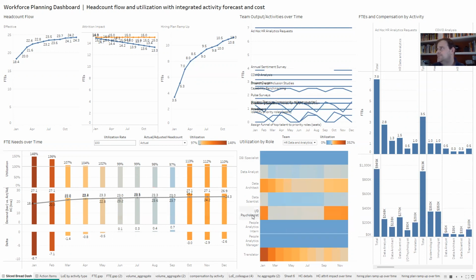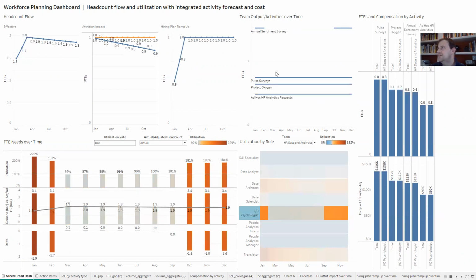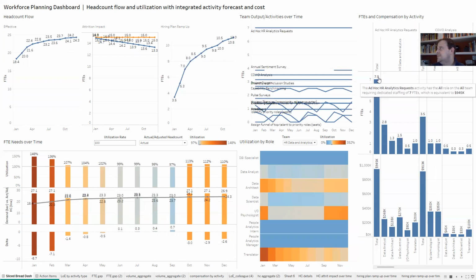So if I click on that, you can see how the project view comes into play. You can see we're short about 2 people early and late, and we're fine the rest of the year. And you can see over here, that's really driven by the annual sentiment survey because it's something that happens just 5 months of the year. On the right-hand side, you can see how many FTEs are needed for every single project.